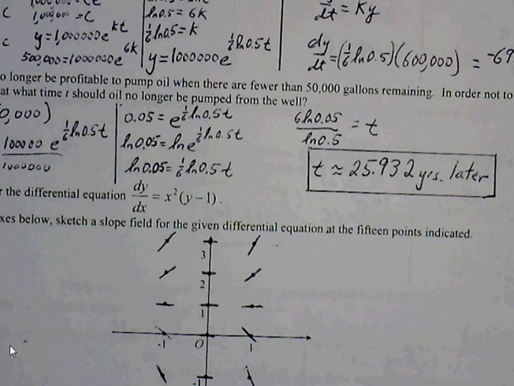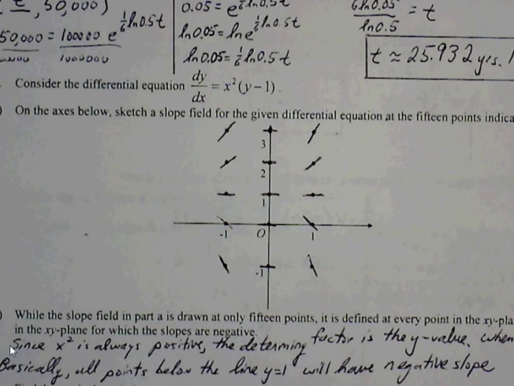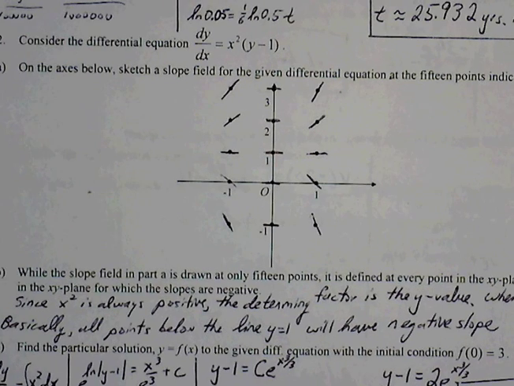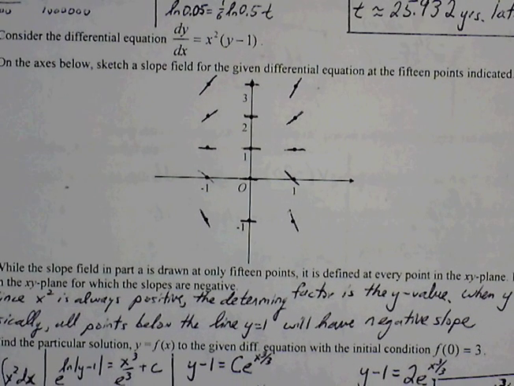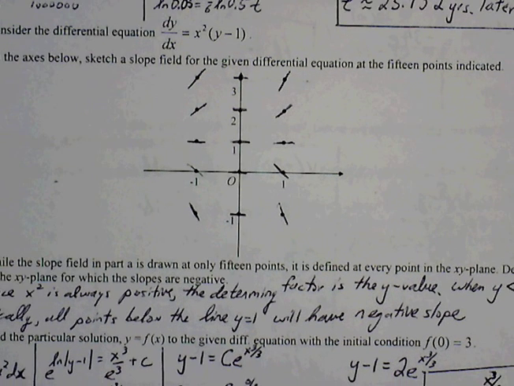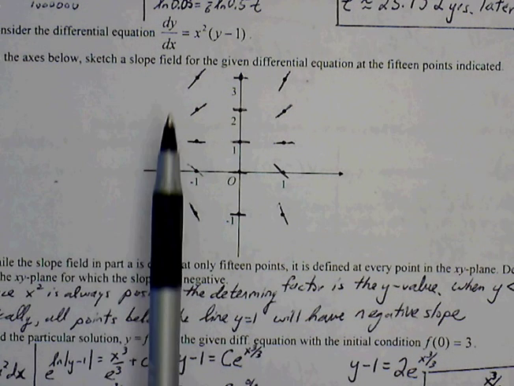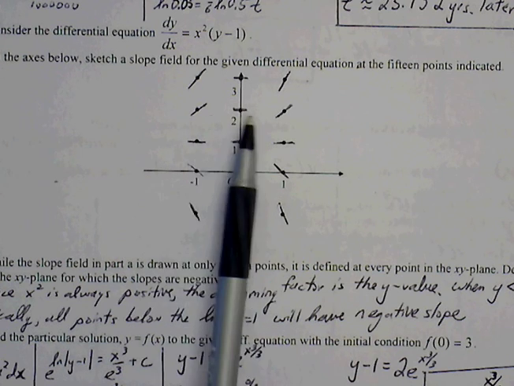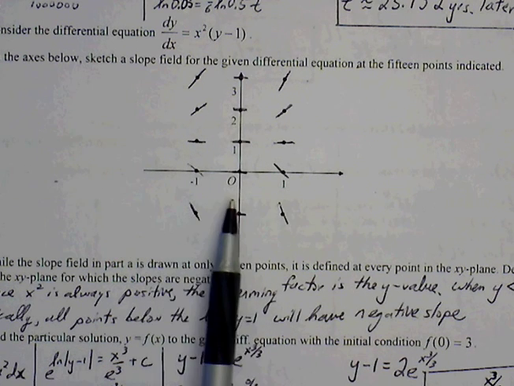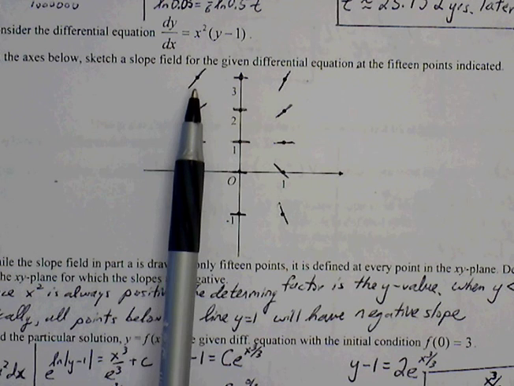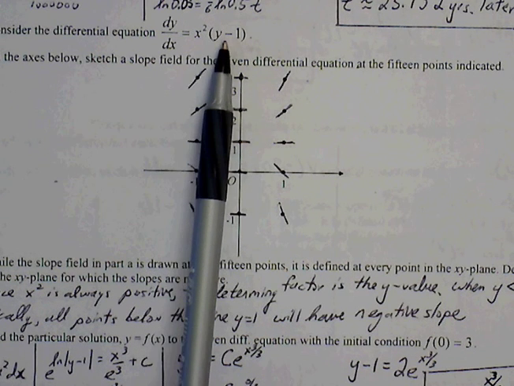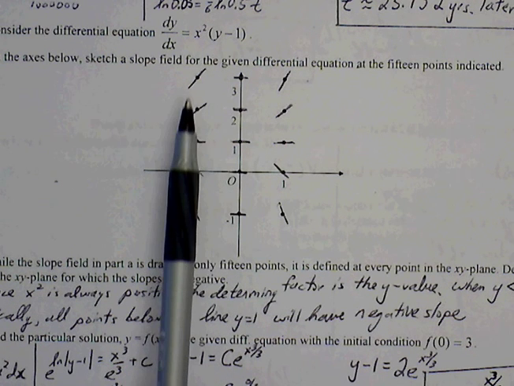Okay. So number 2 says consider the differential equation dy over dx is equal to x squared times y minus 1. On the axes below, sketch the slope field for the given differential equation at the 15 points indicated. So all we do is identify all the ordered pairs that are highlighted and plug each of the ordered pairs into the differential equation, and whatever value is returned, you just sketch that slope.